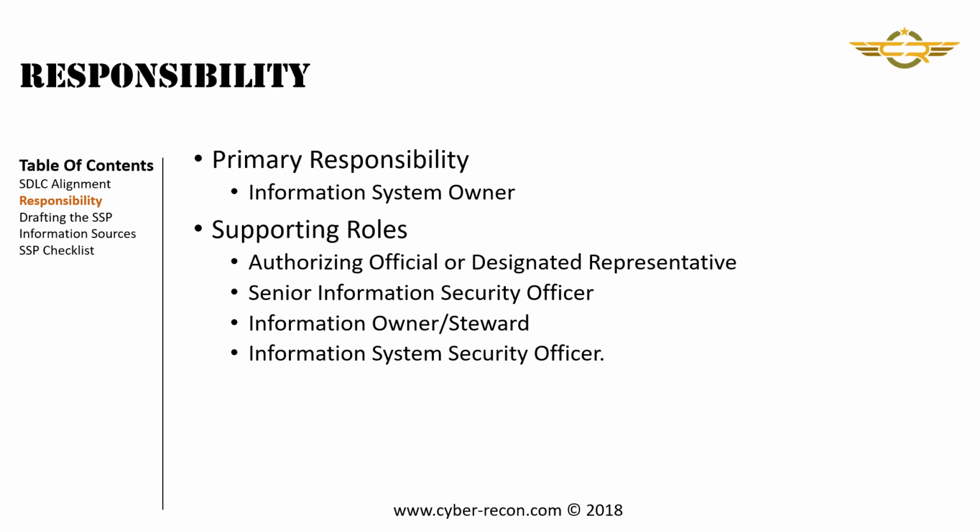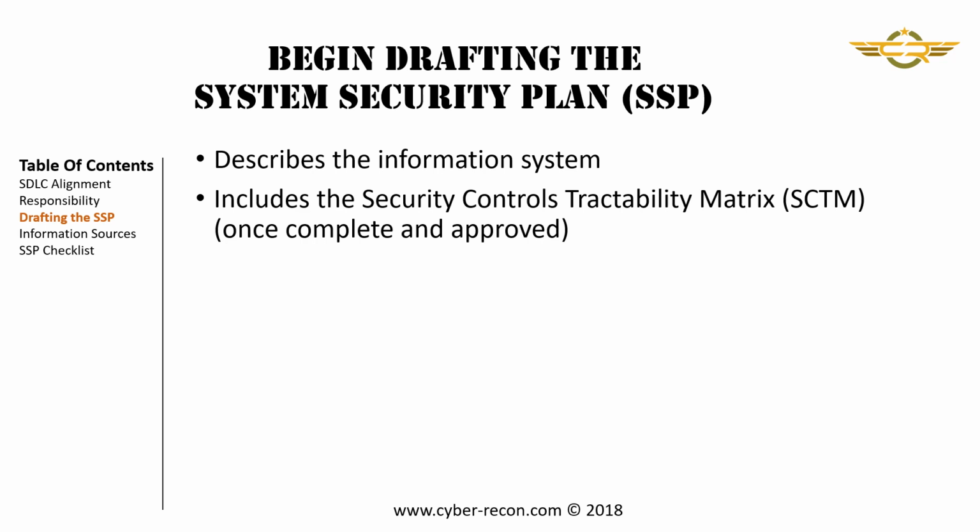The system owner is supported by the authorizing official or the authorizing official's designated representative, the Senior Information Security Officer, the Information Owner or Information Steward, and the Information System Security Officer. The SSP, or System Security Plan, is one of the key documents required by the RMF. It describes what the information system is, the purpose of it, who's responsible, and tells us how we're going to implement security and manage risk once the system is built.